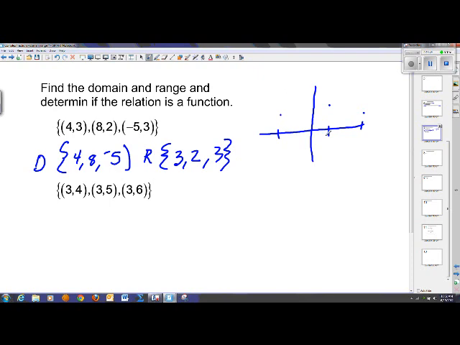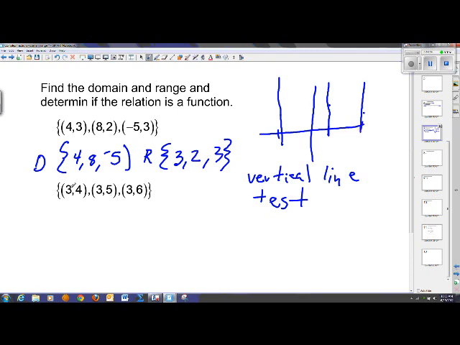And another quick way to talk about this is the vertical line test. What a vertical line test says is if you can draw a vertical line any place in your graph and it only goes through one point at a time, then it's a function. Great. So let's look at the second example.